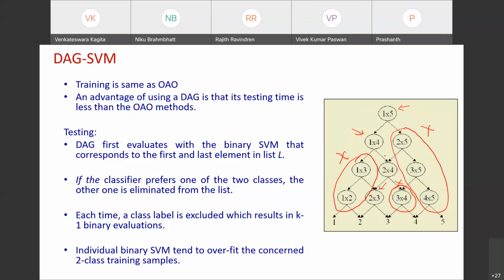So in the case of 1 against 1, we were checking k into k minus 1 by 2 number of classifiers at the time of testing. Here it is just k minus 1. So it is reduced from order of k square to order of k. Right? So that's the advantage of DAG SVM as compared to OMO. Okay, it reduces the test time.